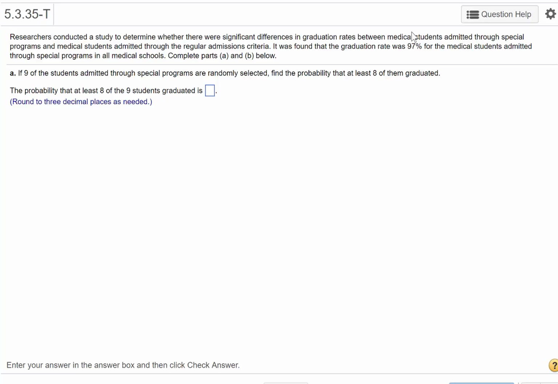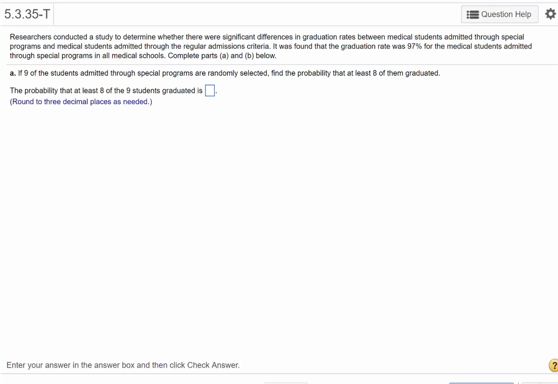So researchers conducted a study to determine whether there were significant differences in graduation rates between medical students admitted through special programs and medical students admitted through the regular admissions criteria. It was found that the graduation rate was 97% for the medical students admitted through the special programs in all medical schools. Complete parts A and B.